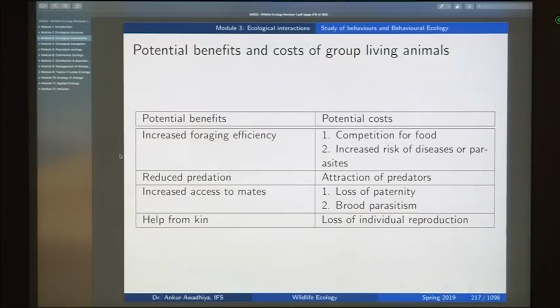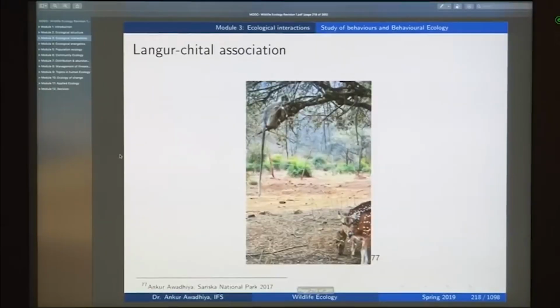So, the benefit is increased foraging capacity, the cost is competition for food and increased risk of diseases or parasites. The potential benefit is reduced predation, but the potential cost is attraction of predators, because you have more food available in the form of this particular species. It leads to increased access to mates because all the animals are together, but it leads to loss of paternity and brood parasitism. Then there is help from kin that is available, but it also leads to loss of individual reproduction.